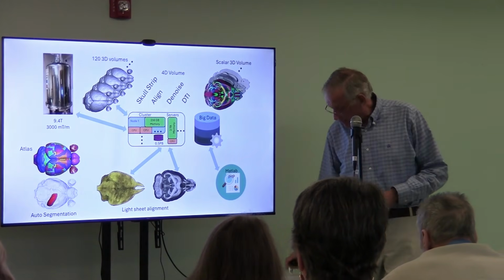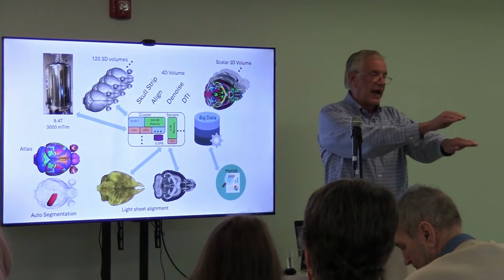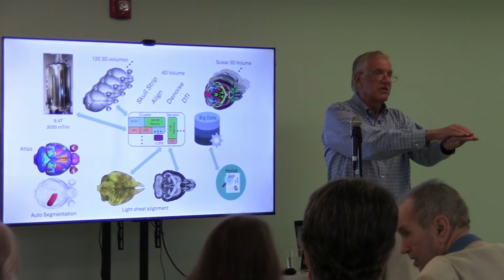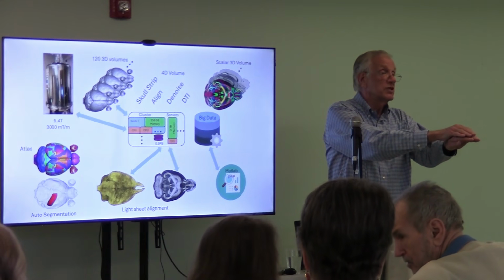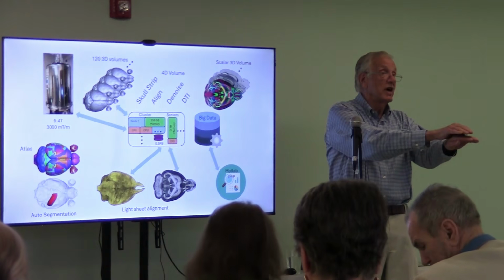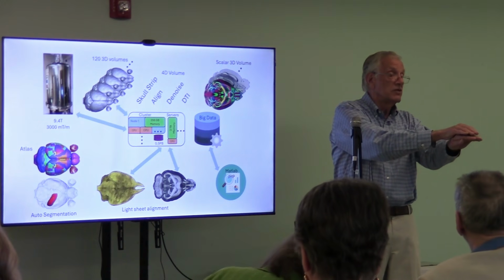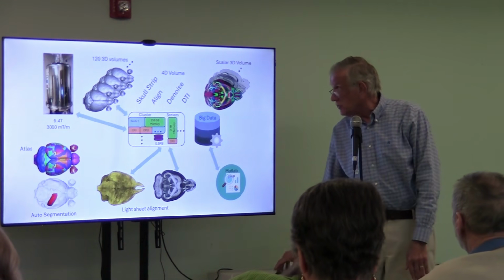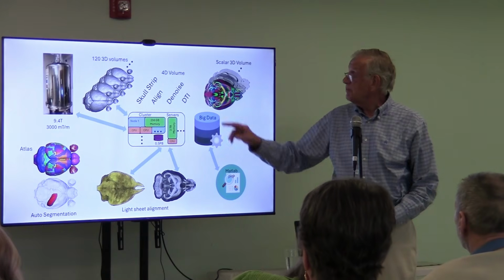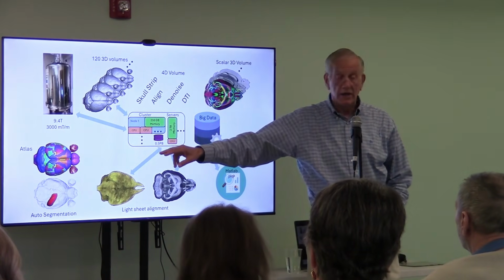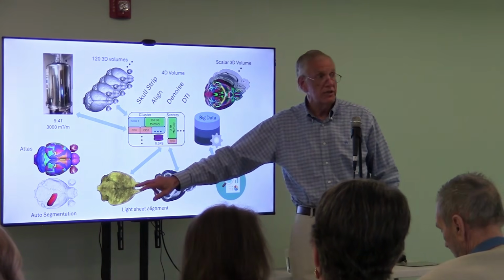It turns out I get one image like this, and I need the next one to be right on top of it. But because I'm putting such great gradients on it, it might be moved by 10, 15, 20 microns. So I have to have a computer redo that. So we do all of that in automated pipelines, push it through our atlas, and now we add the light sheet to it.